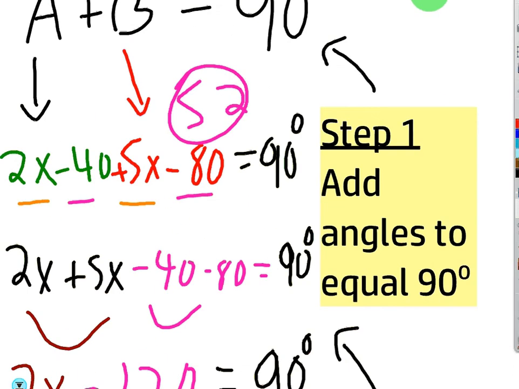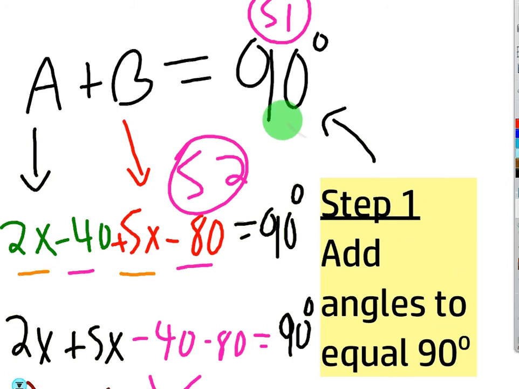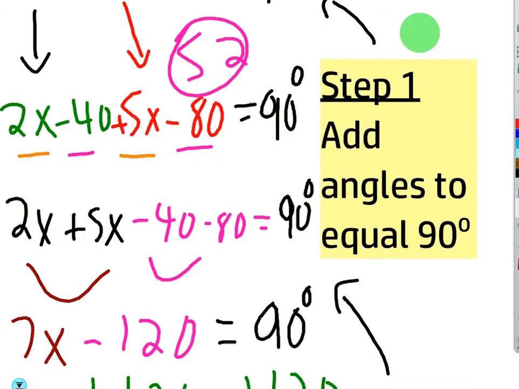Since it's a complementary angle equation, step 1 says to add the angles to equal 90 degrees. So we're going to take both A and B, and this goes for any complementary angle equation. You're going to pick both angles, in this case A plus B, you're going to add them to equal 90 degrees. Okay, so A plus B equals 90, that's step 1. Let's go ahead and take a look at step 2 now.